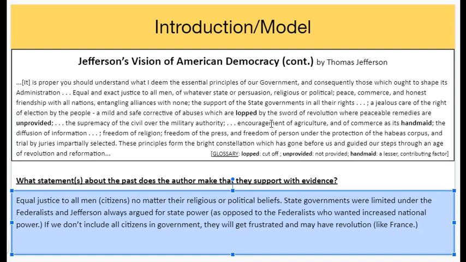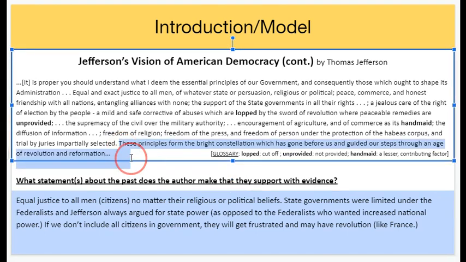Also, then you're going to start to see all the things that Jefferson believes in, like farming, and that commerce should be the handmaid of farming, meaning it shouldn't be as important. Remember, that's another Republican belief. And then all the different freedoms, religion, press, protection of habeas corpus, which is that when someone gets arrested, they have to be formally charged.